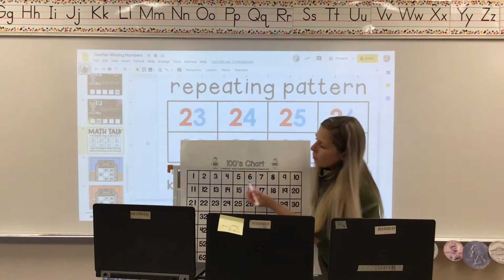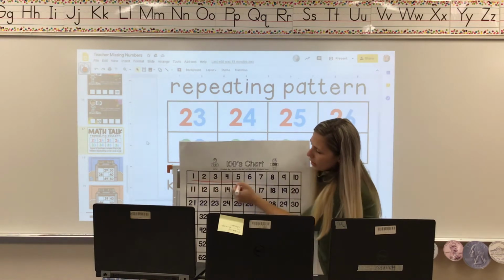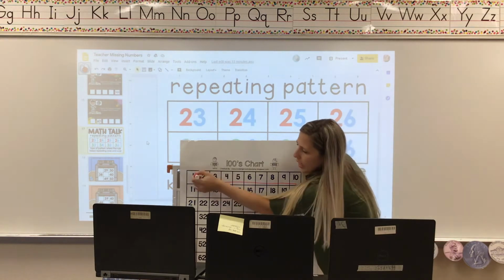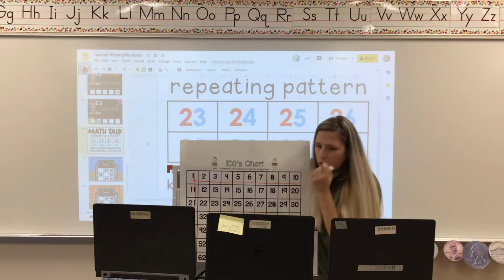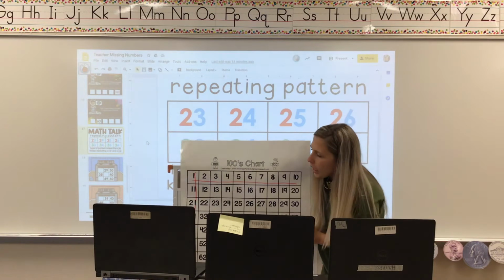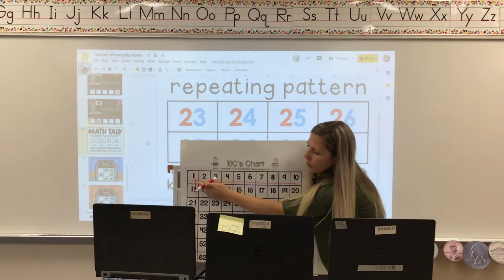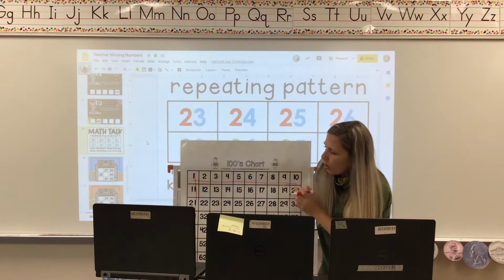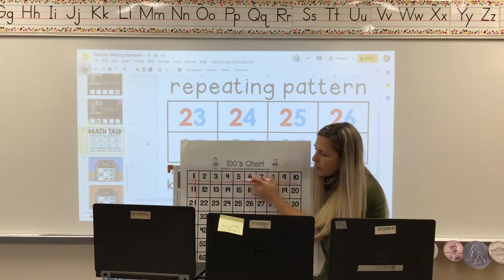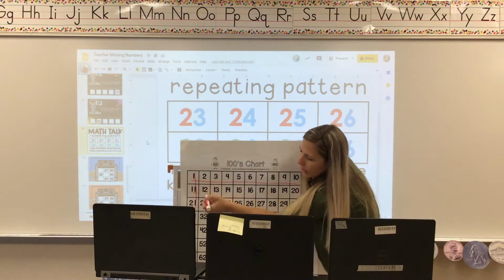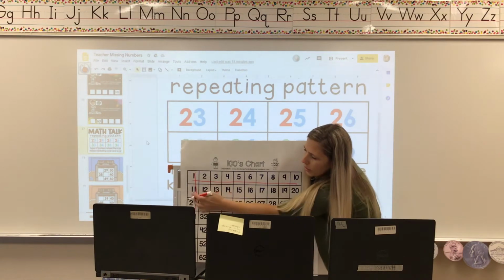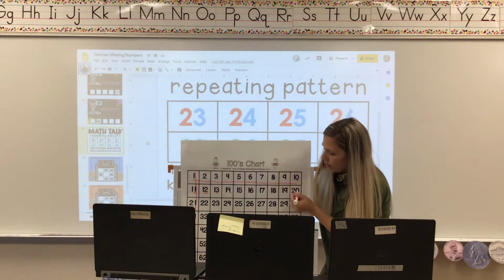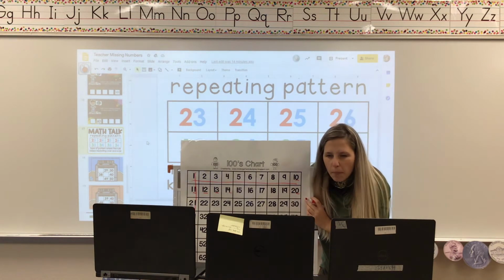These are my rows. When I go this way, that's a row of numbers. When I go down, that's a column of numbers. When I'm looking at my row, it's counting 1, 2, 3, 4, 5, 6, 7, 8, 9, 10. All of the rows have the same numbers, it's just they're now in the ones place. We still see 1, 2, 3, 4, 5, 6, 7, 8, 9, and then 0. So that's the number pattern.